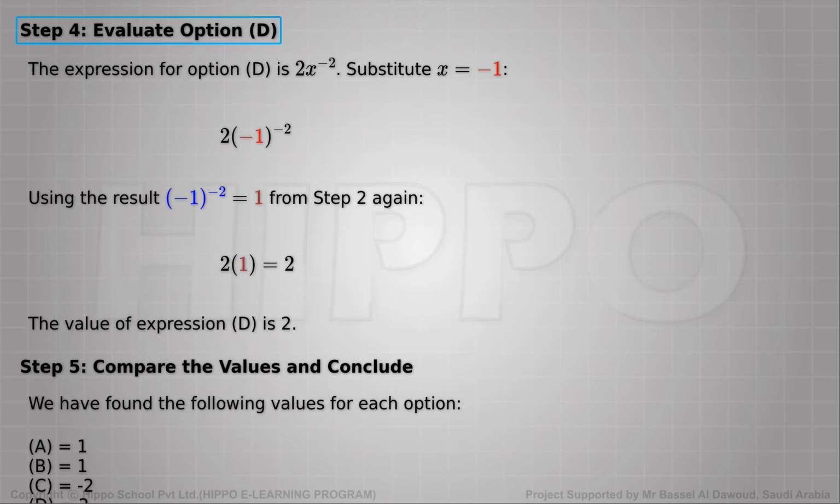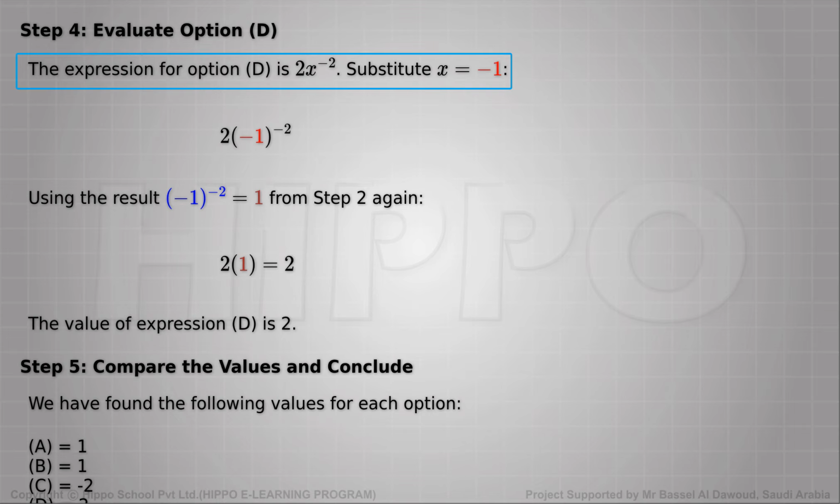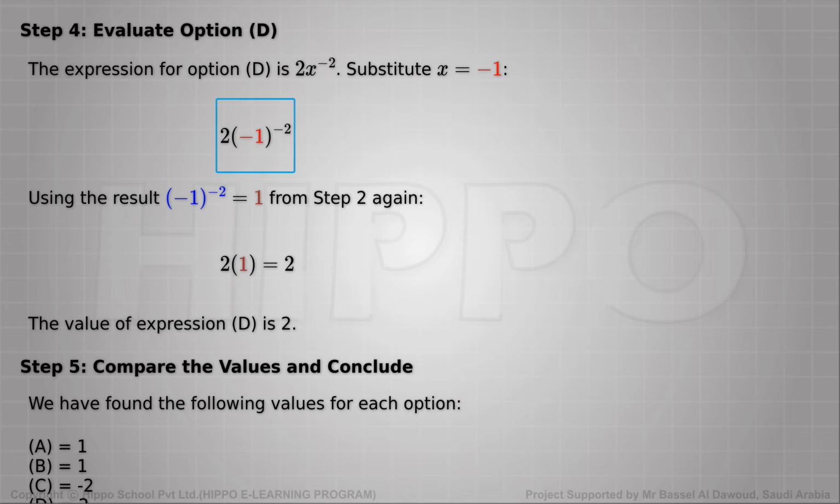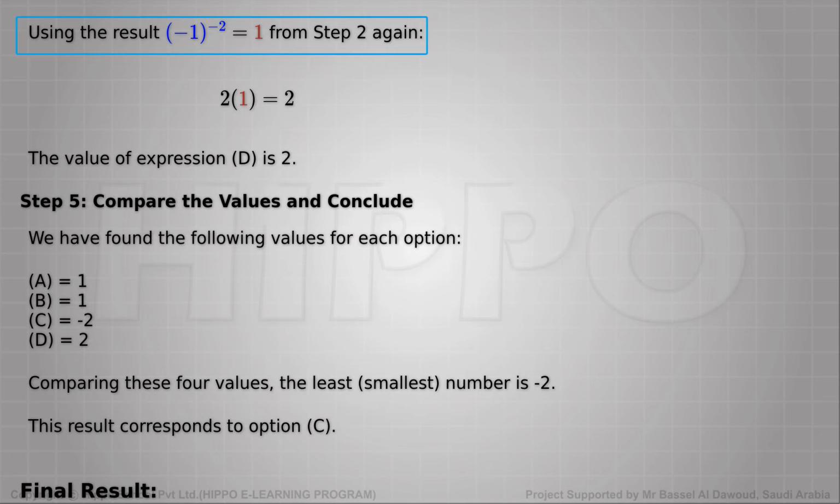Finally, let's look at option D. The expression is 2 times x to the power of -2. We substitute -1 for x, which gives us 2 times, open parenthesis, -1, close parenthesis, to the power of -2. Just like with option C, we can use our result from step 2. We know that -1 to the power of -2 is 1. So our expression simplifies to 2 times 1, which equals 2. The value for option D is 2.